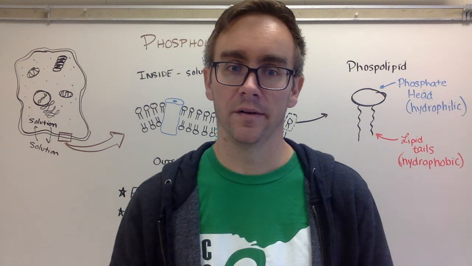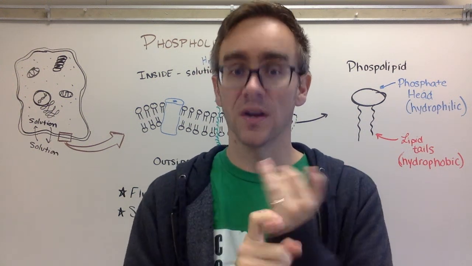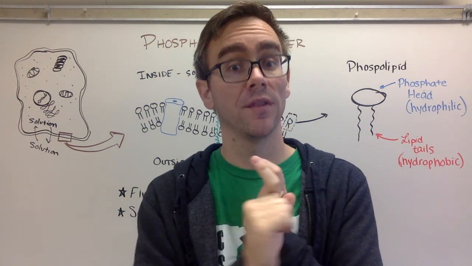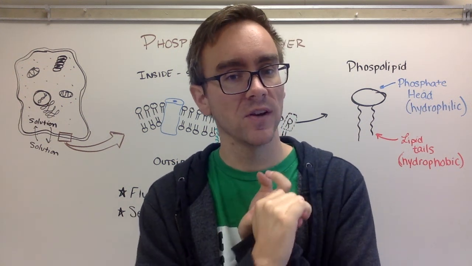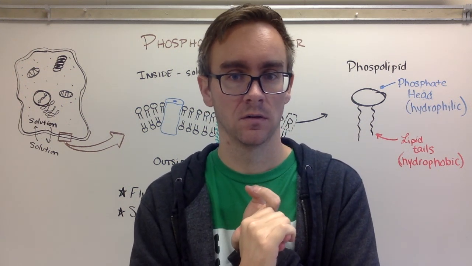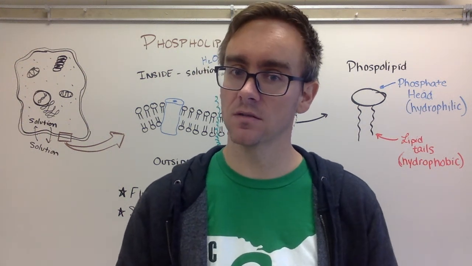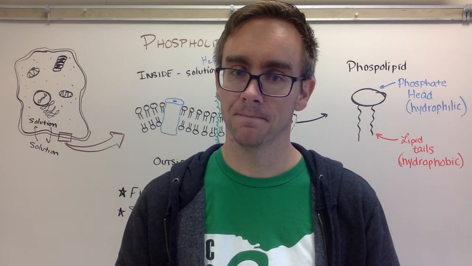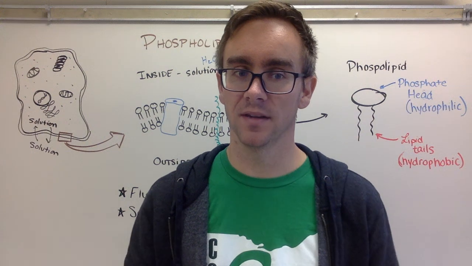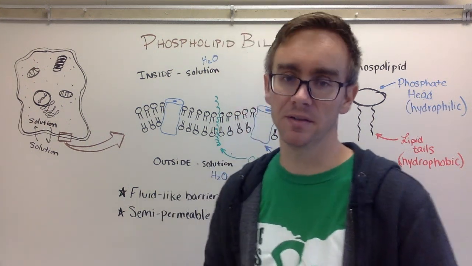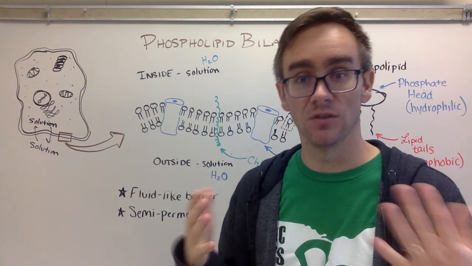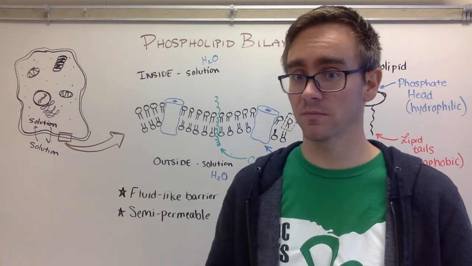Questions to think about at the end. What is a phospholipid? Why is it called the phospholipid bilayer? Why do the tails face on the inside? What's the purpose of the proteins? So, things to think about as we keep going. What does semi-permeability mean?